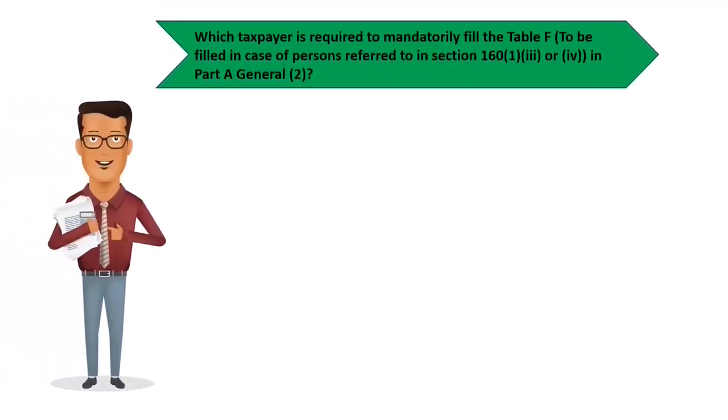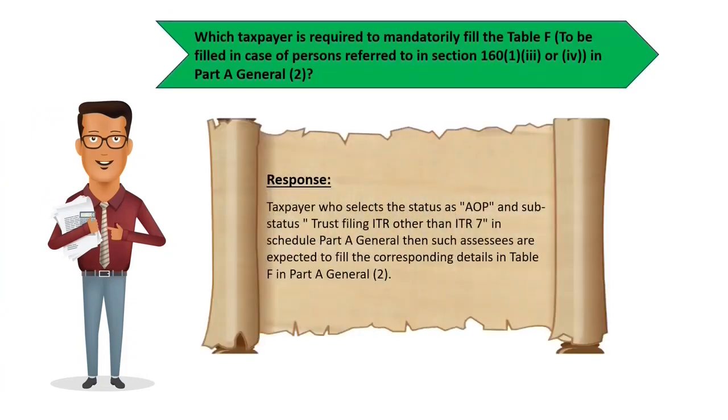Another very relevant question for Form ITR5 could be, which taxpayer is required to mandatorily fill the Table F to be filled in case of persons referred to in Section 160 subsection 1 clause 3 or clause 4 in Part A General. Taxpayers who select the status as Association of Persons and substatus Trust filing ITR other than ITR 7 in Schedule Part A General are required to fill the corresponding details in Table F in Part A General.